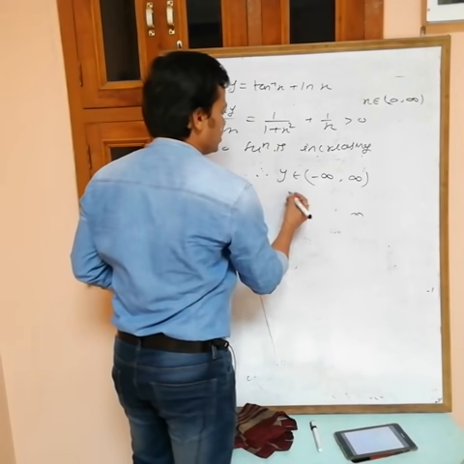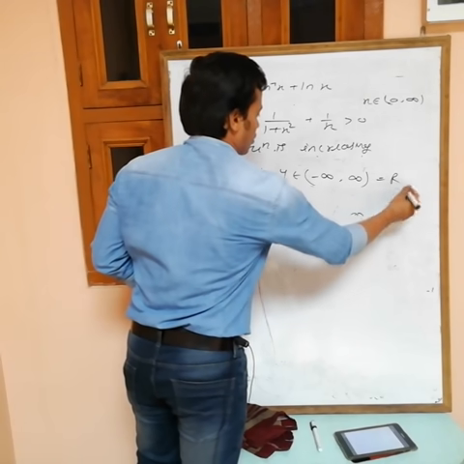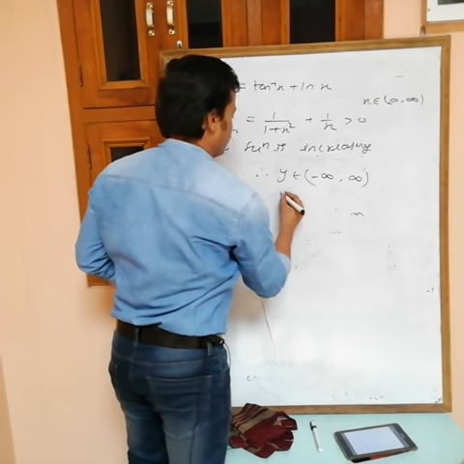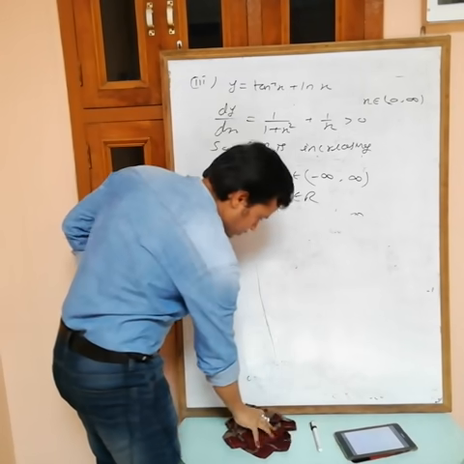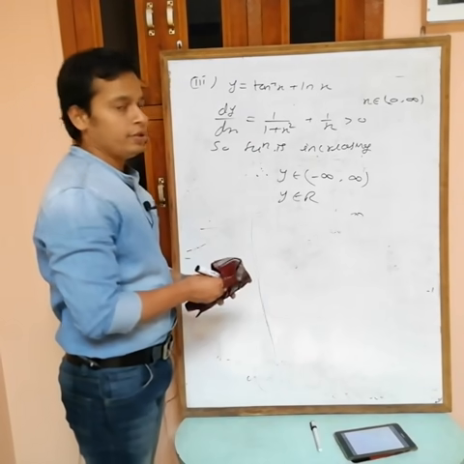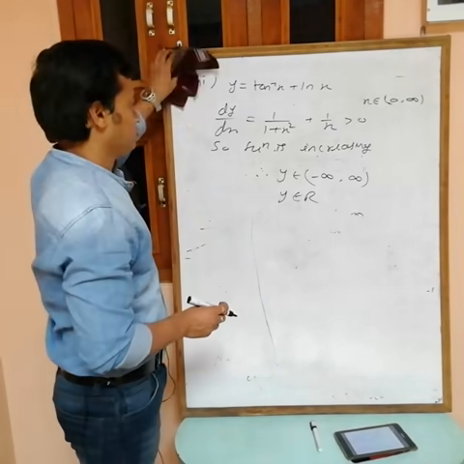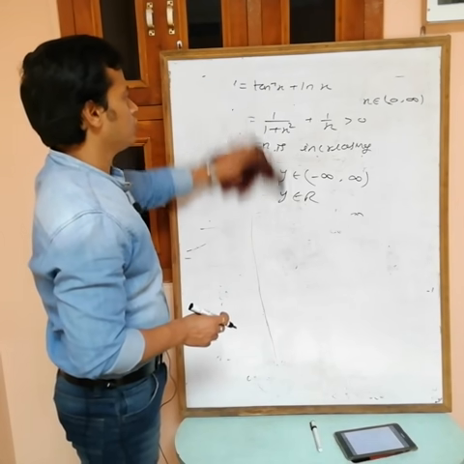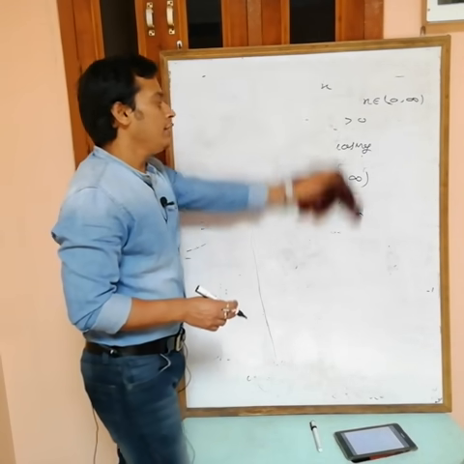So the range is minus infinity to plus infinity. It means it equals R, or y belongs to R. Okay, this is the range. Done. So this is about domain and range.